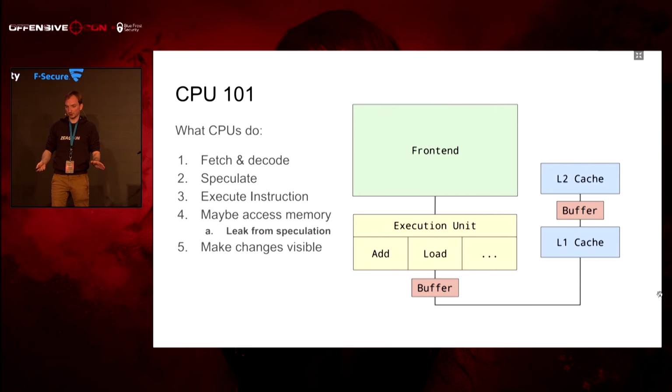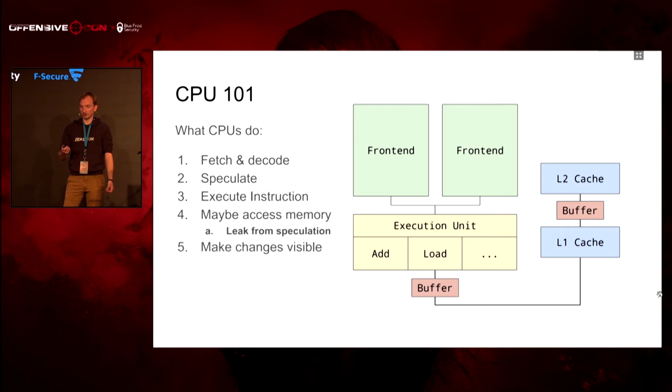But that got fixed. Now with the microcode update, I believe, on the context switch all these buffers are flushed, so you can't really leak from them anymore. Except that this is still not how CPUs look like. Nowadays, with hyperthreading, it looks more like this, where you have two front ends. So even flushing these buffers in between a context switch doesn't help, because you can just run your exploit at the same time as your victim process.